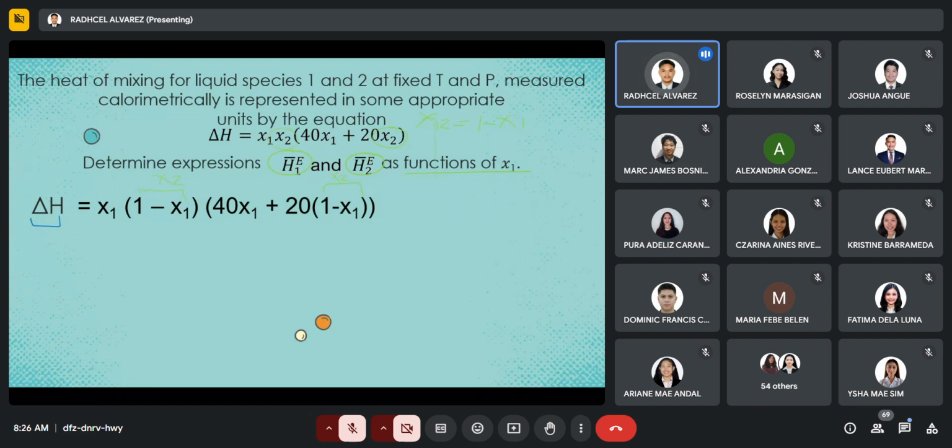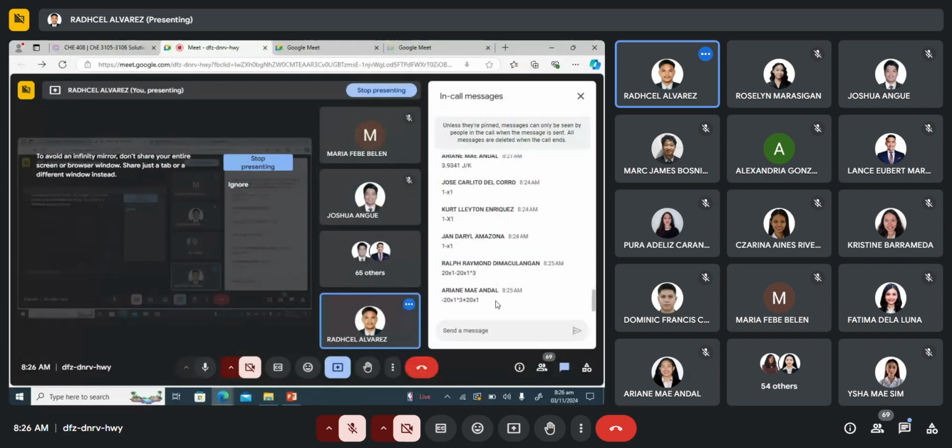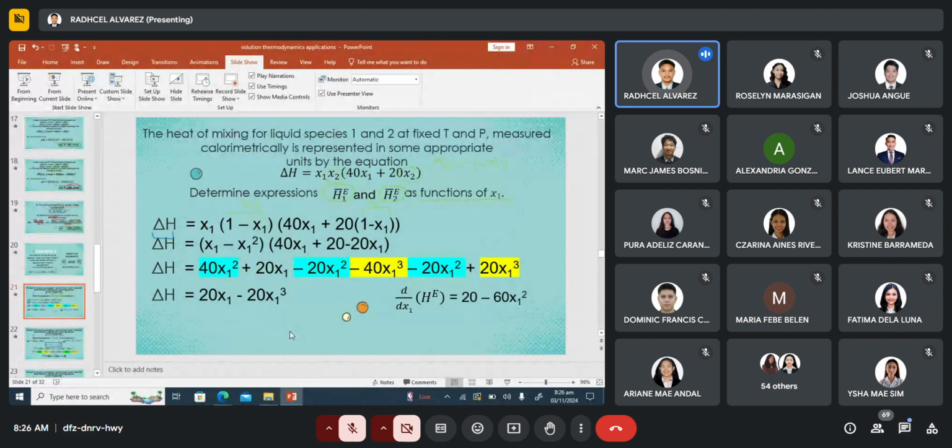Okay, so na-simplify niyo ba? May nag-comment ba? Wait nga, titingnan ko. Ano 'to? Bakit? Ito, 20x1 minus 20x1 cube. Negative 20x1 cube plus 20x1. Okay, very good. So, meron naman pala nakapag-simplify.